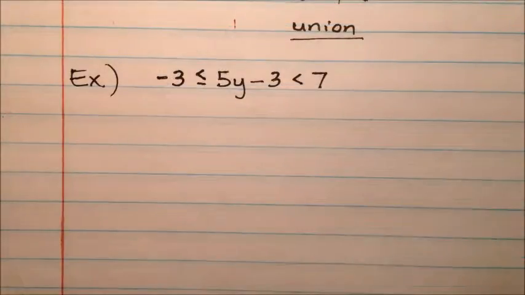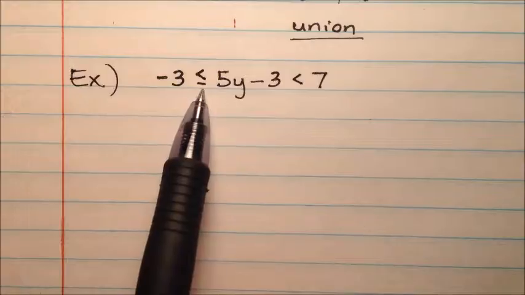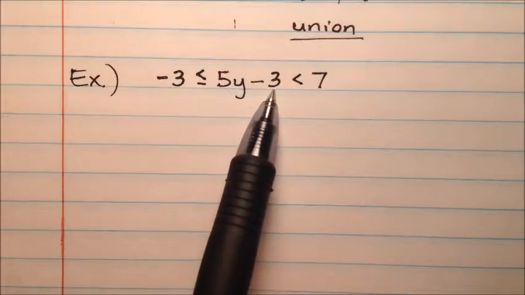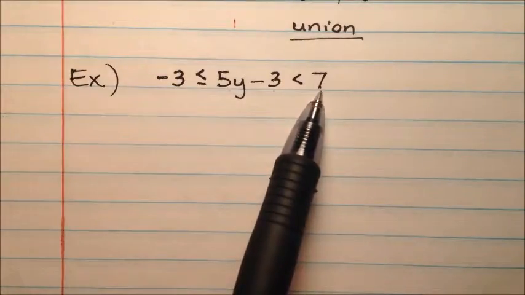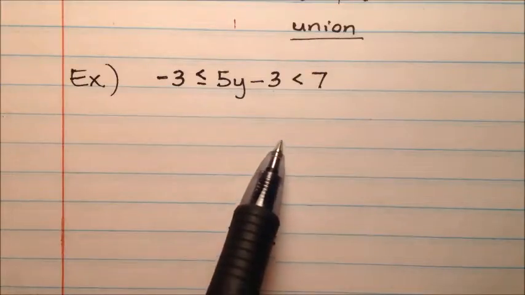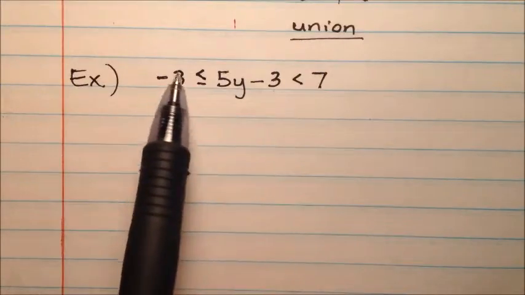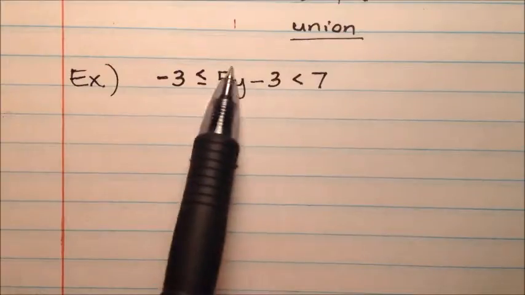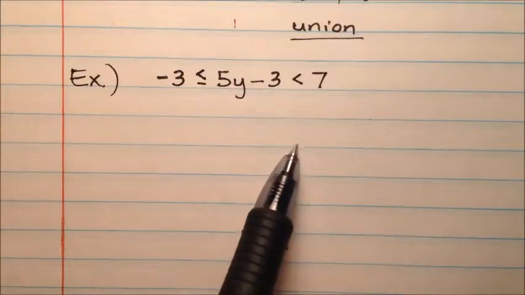In our next example, we have negative 3 is less than or equal to 5y minus 3, which is less than 7. So we talked in class about two different ways we can solve these because we have a trichotomy. We have 3 pieces, the guy on the left, the guy in the middle, and the guy on the right. And there's 2 ways to solve them.